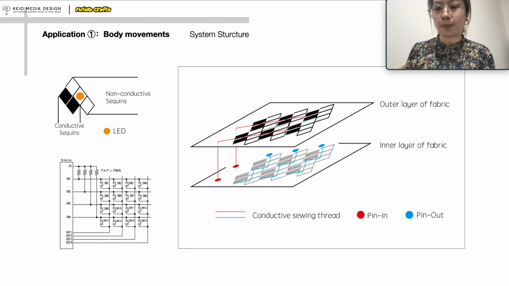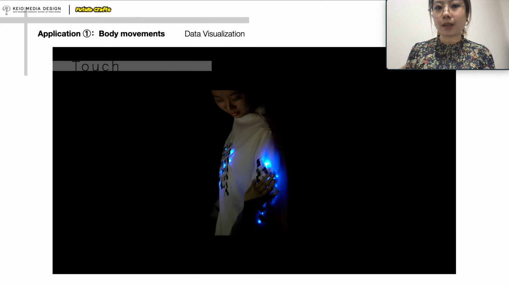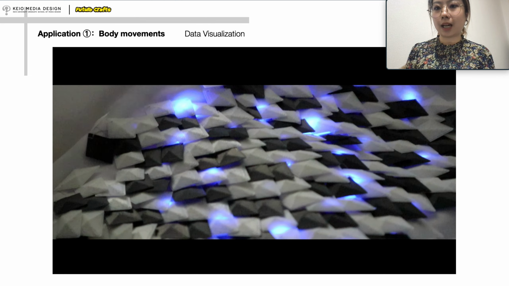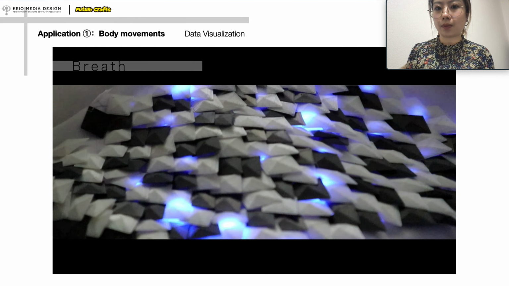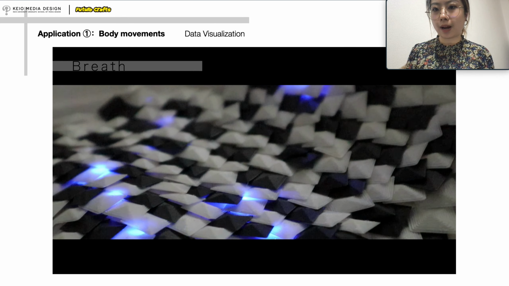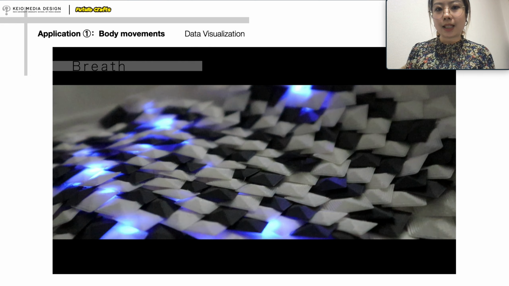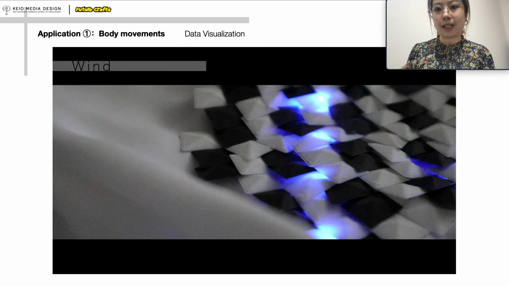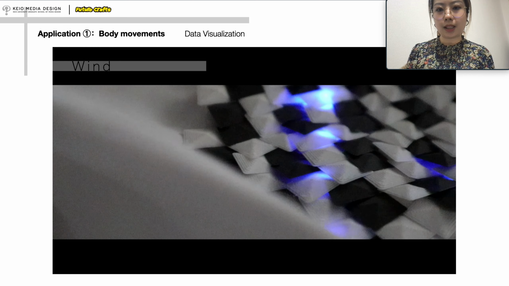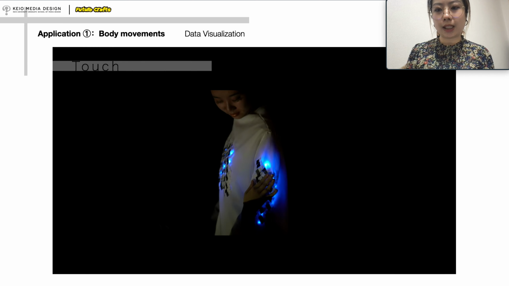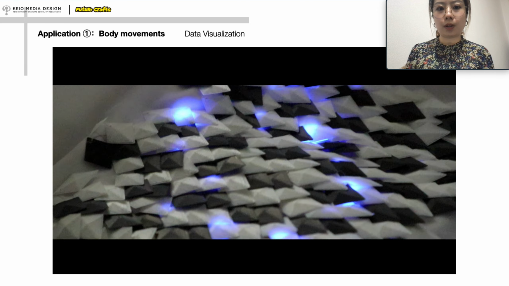First, we made a garment that can sense body movements. We divided the sensing area with non-conductive sequins, and each group of the conductive sequins can sense independently. The electrical signal generated by the collision of the conductive sequins can control the brightness of the LED on the back of the textile as a way to visualize it. This smart clothing can use the LED light change to show the body movement, touch, and the impact of the wind or other external forces on the body.